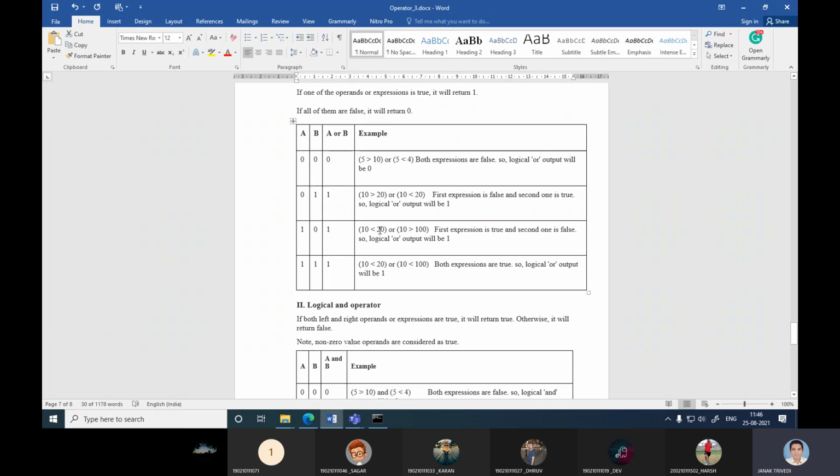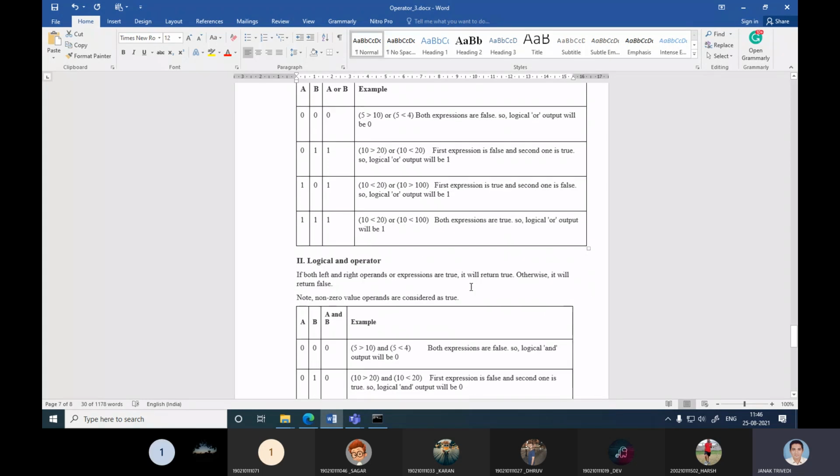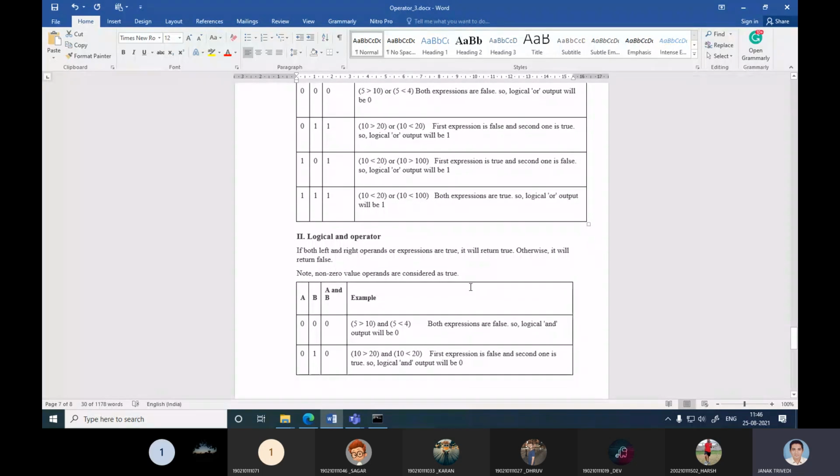Then the third one, 10 less than 20, that is correct, but 10 is not greater than 100. So the first expression is true and the second one is false, so the logical OR output will be 1. And the last one, 10 less than 20 or 10 less than 100. Both expressions are true, so the logical OR output will be 1. So that is the OR operator example.